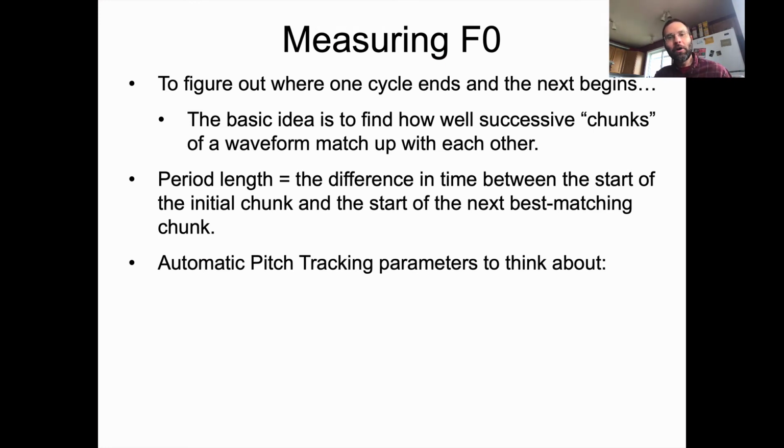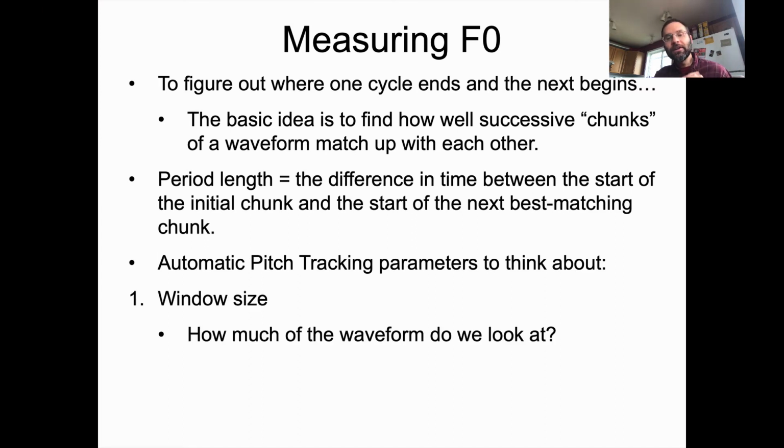As we get into it, though, you can think about a couple of different parameters we have to worry about when we do this sort of process. So the first is window size, like how much of the waveform do we look at? If my whole waveform is this big, how small chunks do I chop that thing up into? I don't even know if what I said was grammatical, but it sounded good to me.